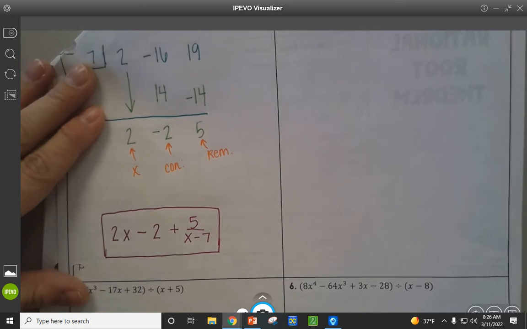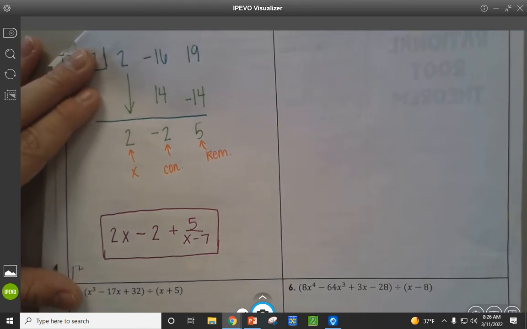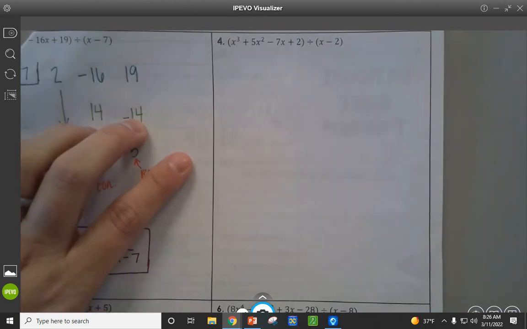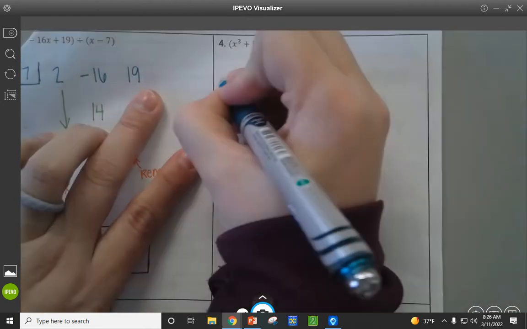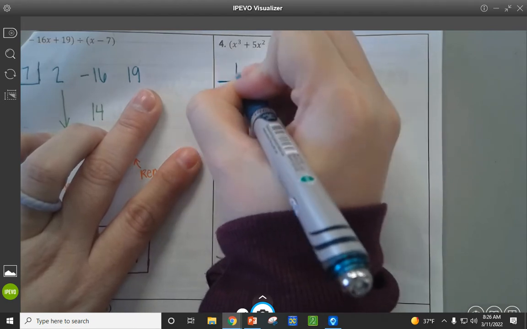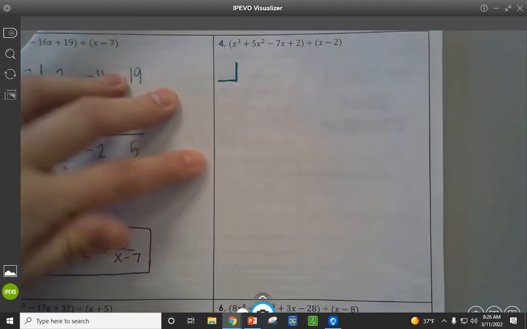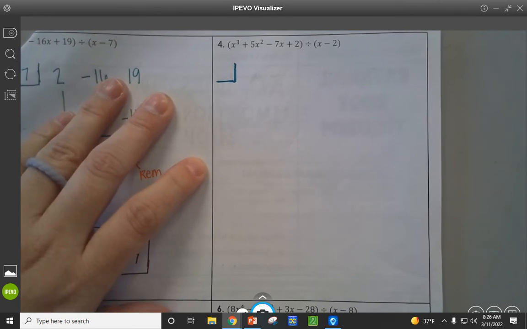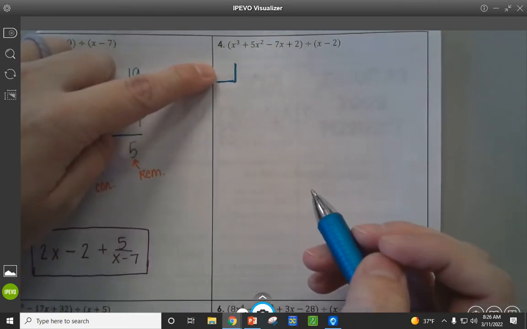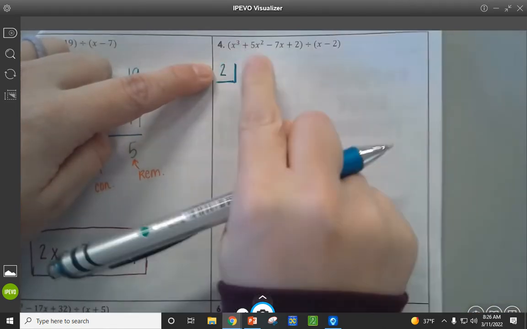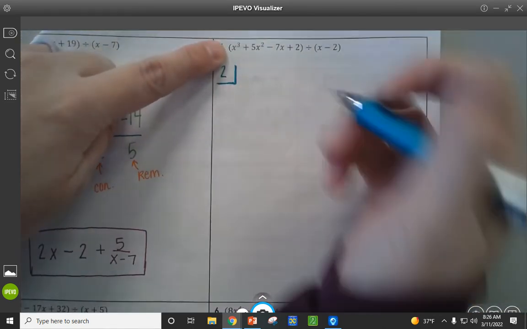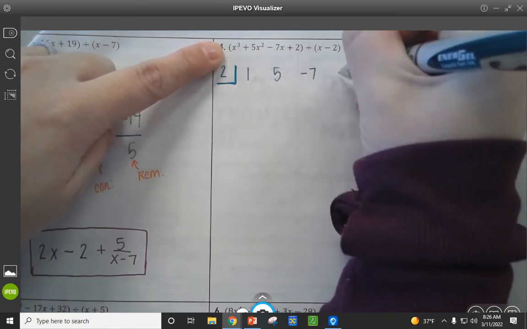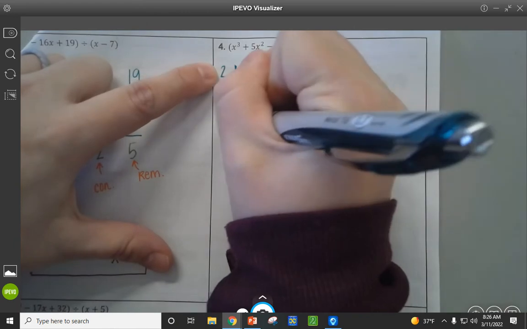Are there any questions yet? Let's look at number 4. And let's set up the problem. Now, don't be working ahead because I haven't told you something that you might need to know for the next problem. What goes in my corner box? Positive 2. And then my coefficients go across the top. 1, 5, negative 7, 2.